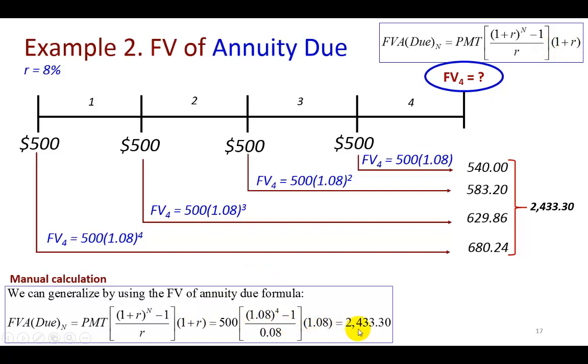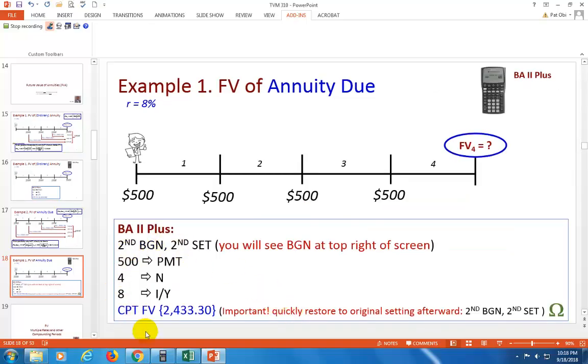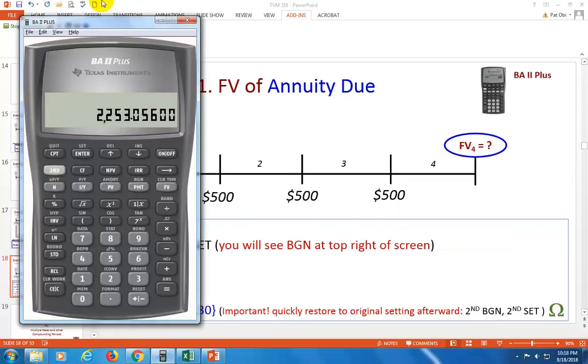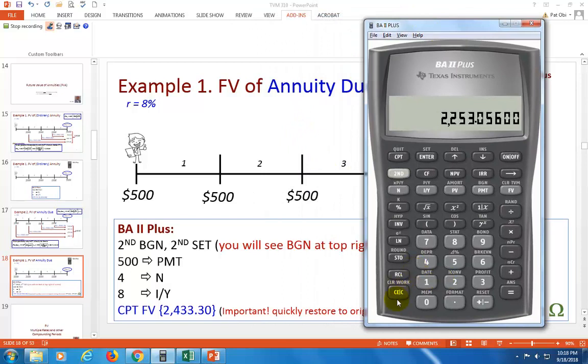And you come up with the correct results, 2433.30. But let's go ahead and use the calculator. And this requires a little bit more attention here. I'm going to move this out of the way. So first, let's clear the screen. Second, clear TVM, and second, clear work.